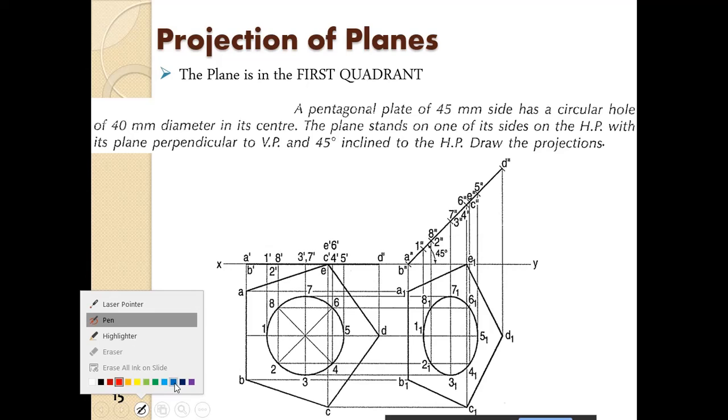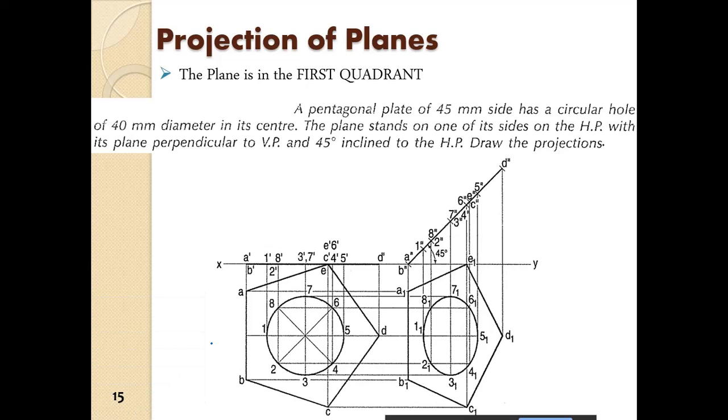So the first step is to draw the pentagon and the circle. Here what they have done is they have directly taken the dimensions of A1 dash and shifted it here with an arc.